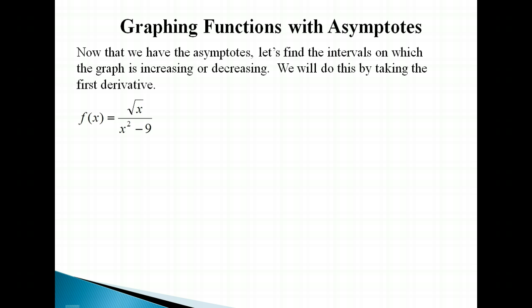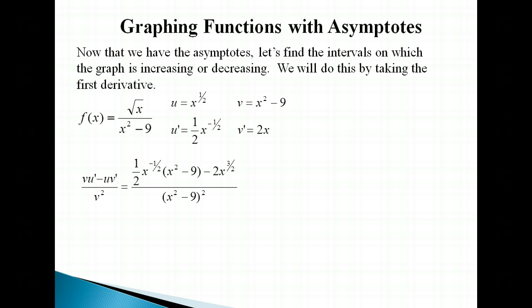Okay, now that we have our asymptotes, we're going to look for where the graph is increasing or decreasing. We're going to do that by taking our first derivative. So I let my numerator equal u and my denominator equal v, and then I took the derivatives of both of those. Then I plugged into the quotient rule, so I have v u prime minus u v prime all over the square of the denominator. Now what I want to do is factor out the 1/2 x to the negative 1/2.